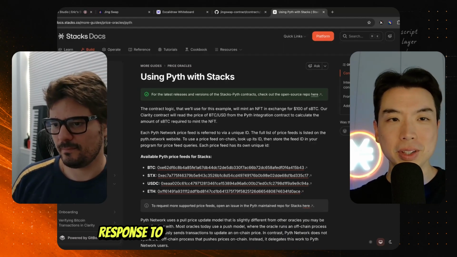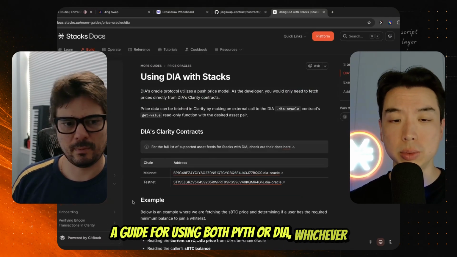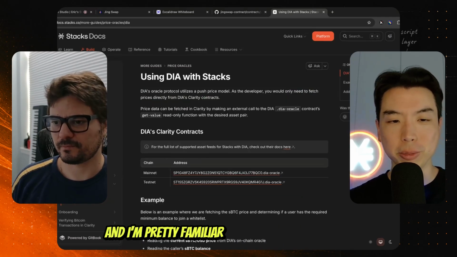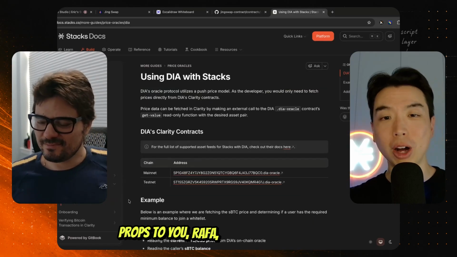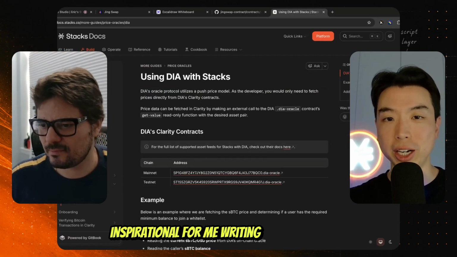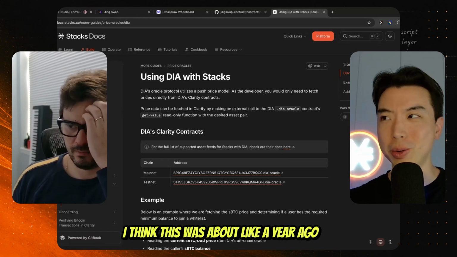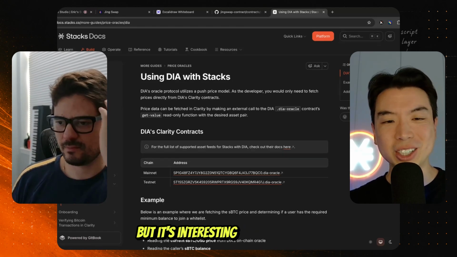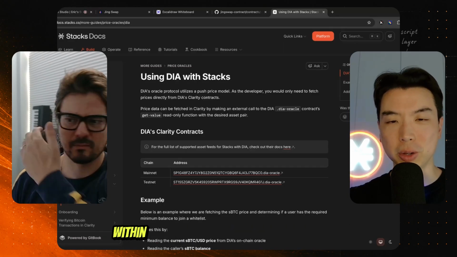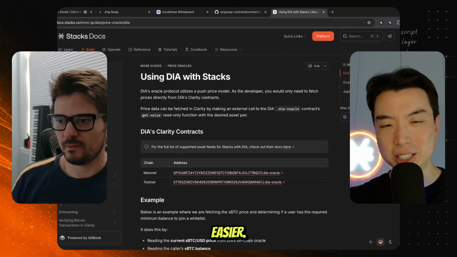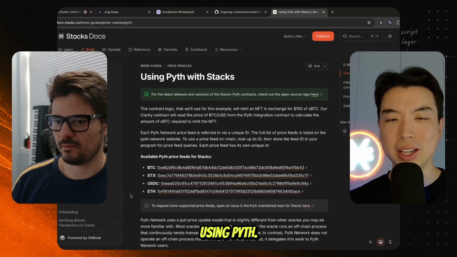In the Stacks documentation, there is a guide for using both Pyth or Dia, whichever one you like. And I'm pretty familiar with the flows for both of these because I wrote these guides. And also props to you, Rapha, because you were also inspirational for me writing up this Dia guide too. I think this was about a year ago or something. But it's interesting as well because actually using Dia within your Clarity smart contracts is a bit easier. It's a bit seamless. There's less moving parts as compared to using Pyth.